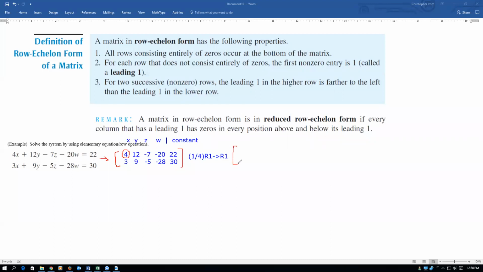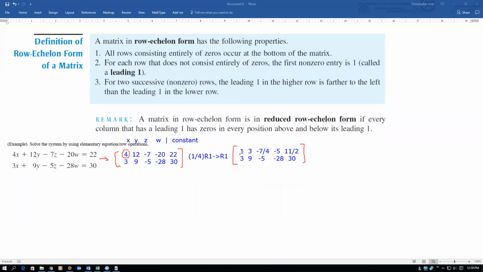If I scale every part of row 1 by 1/4, I would have the 1 which I desire. 12 divided by 4 is 3. I have a fraction here, which makes life a little bit more difficult. -20 divided by 4 is -5. And 22 divided by 4 is 11/2. The second row will be just how it is there. I've created what I call a pivot. And a pivot is a leading one in a row and column. So that first one is a pivot now.